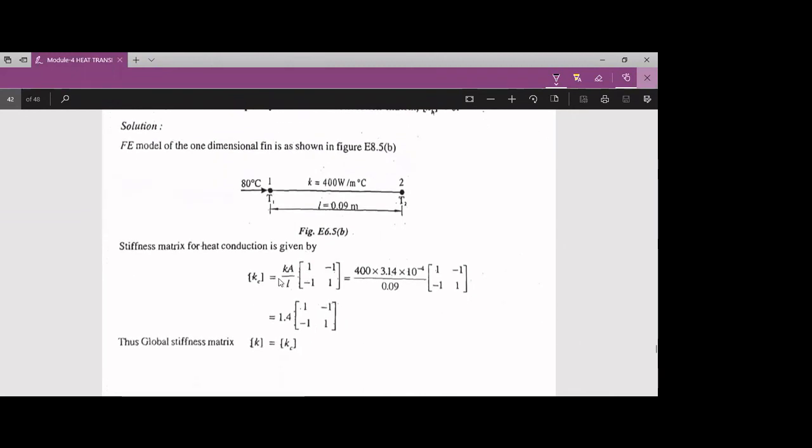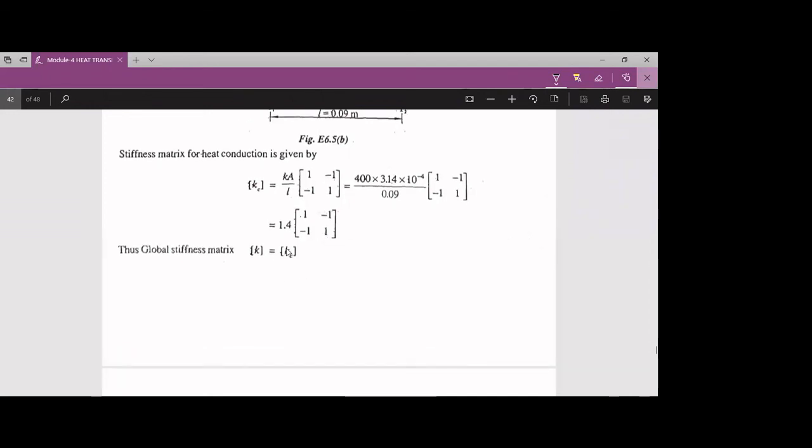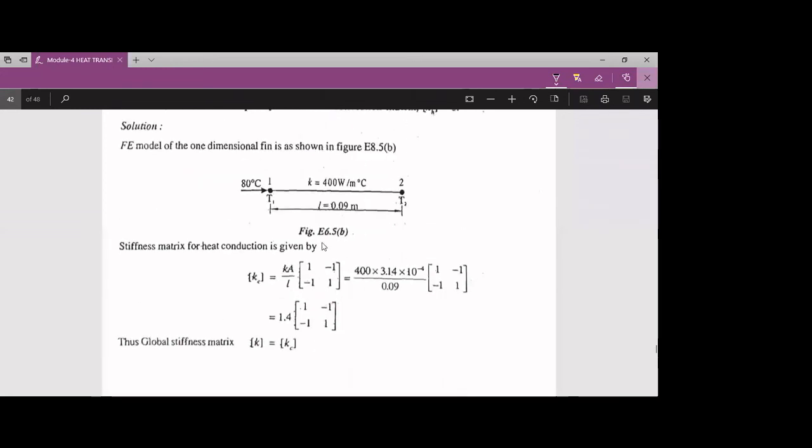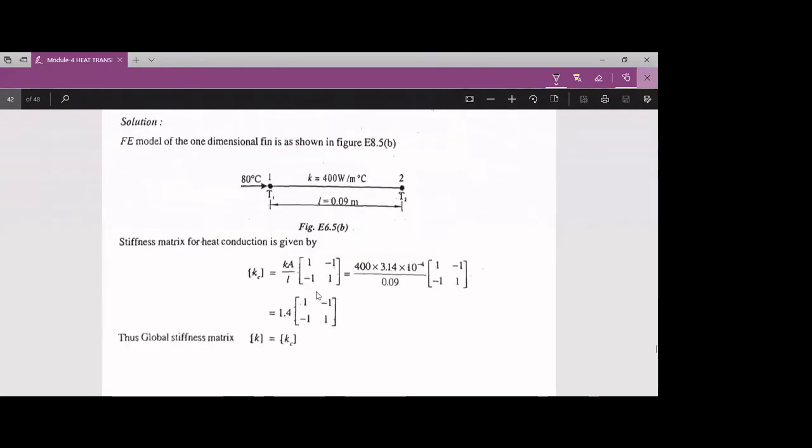So we only calculate the conduction matrix: kc equals kA divided by L times [1 -1; -1 1]. Substituting the values: 400 for k, 3.14 into 10 to the power of minus 4 for A, divided by L, which is 0.09 meter. Simplifying, you get 1.4 times [1 -1; -1 1]. Since there is only one element, the global stiffness matrix K equals kc only. There will be no kh, because it is insulated. Understood? It is insulated, so there will be no kh.